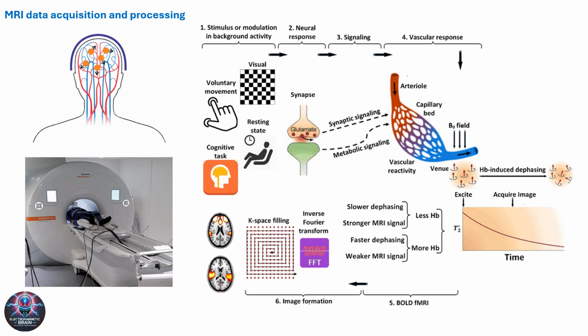The MRI scanner, shown below, captures these signals as k-space data, which is then processed using an inverse Fourier transform to form the final brain image. This process allows us to see which brain regions are active during tasks, with stronger signals indicating more oxygen. Through this process, MRI gives us both structural and functional insights into the brain's activity, enabling detailed imaging of brain functions in response to various stimuli.